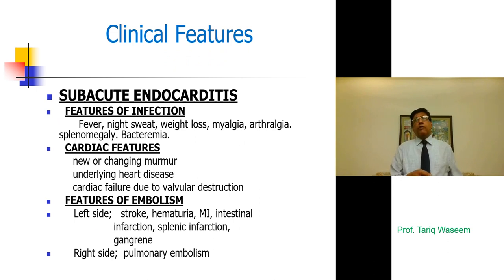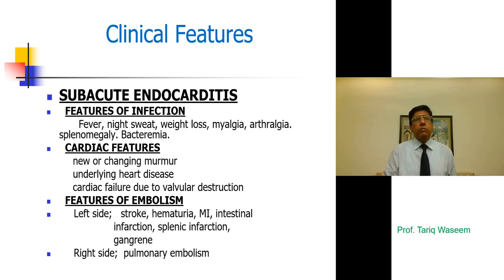So the clinical features of endocarditis usually are, as we said, the majority of them present as a subacute course and subacute bacterial endocarditis. There are features of infection, like fever, night sweats, some weight loss, myalgia, arthralgia, a palpable spleen, and of course the bacteremia causing all these symptoms. There may be cardiac features, where you find a new murmur developing as a result of new damage to the valve, or a change of a murmur which was previously there.